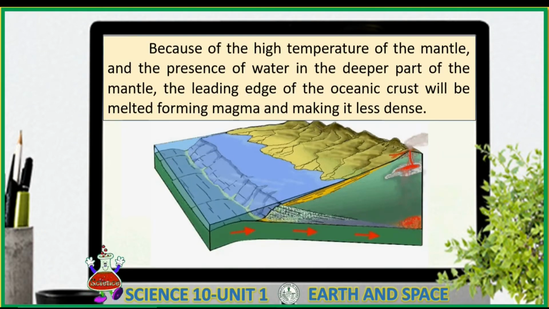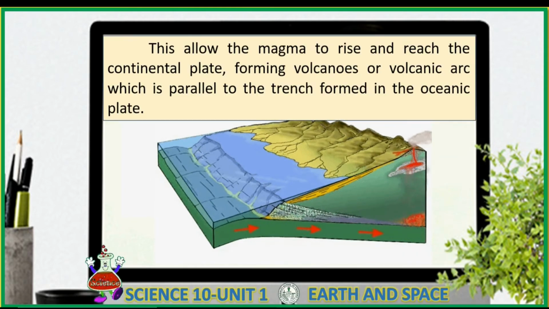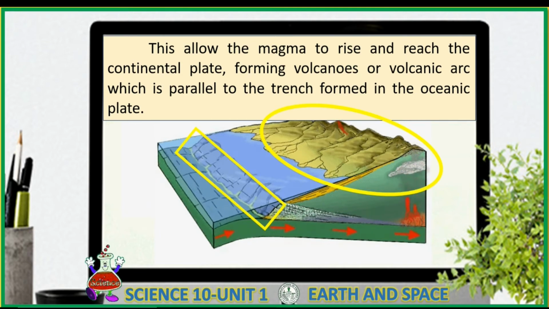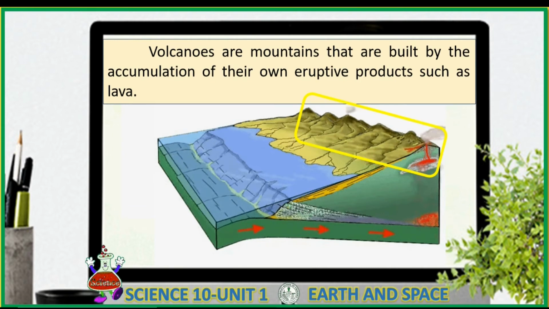Because of the high temperature and the presence of water in the deeper part of the mantle, the leading edge of the oceanic crust will be melted, forming magma and making it less dense. This allows the magma to rise and reach the continental plate, forming volcanoes or volcanic arc, which is parallel to the trench formed in the oceanic plate. Volcanoes are mountains that are built by the accumulation of their own eruptive products, such as lava.